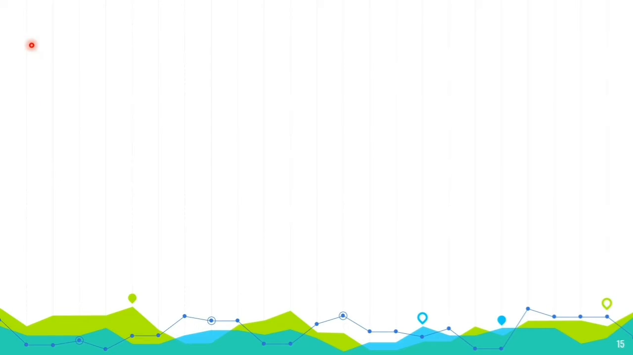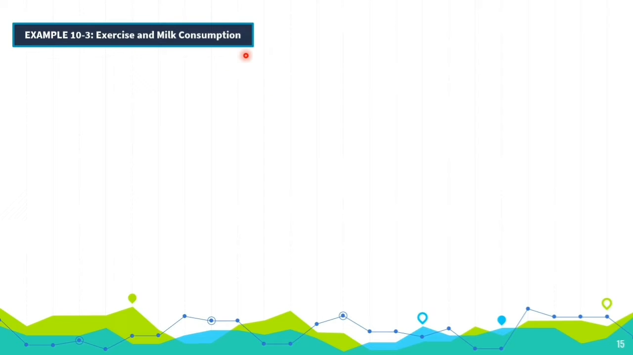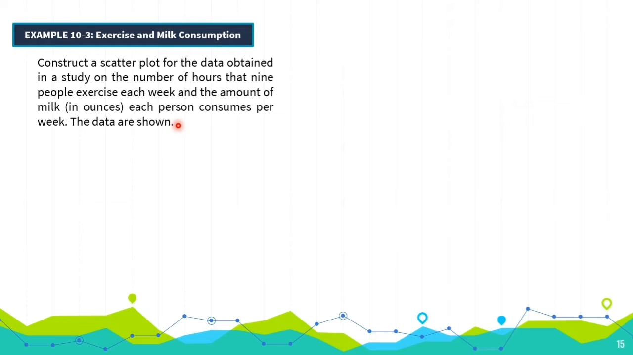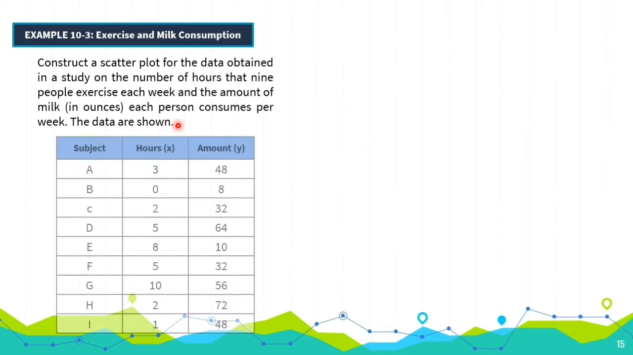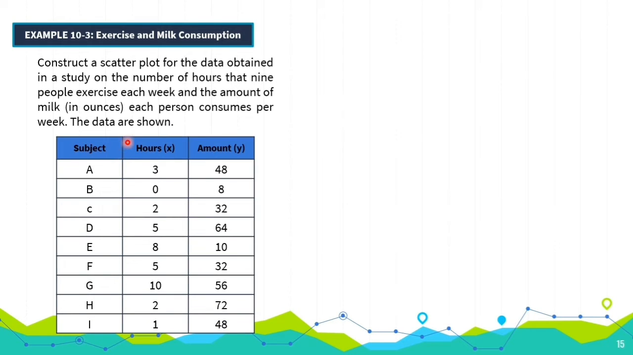And for the other example, 10-3, exercise and milk consumption. Construct a scatter plot for the data obtained in a study of the number of hours that 9 people exercise each week and the amount of milk in ounces each person consumes per week. The data are shown. For column 1, we have the subject. For column 2, we have the hours, and this is the independent variable x. And for column 3, we have the amount, and this is the dependent variable y.